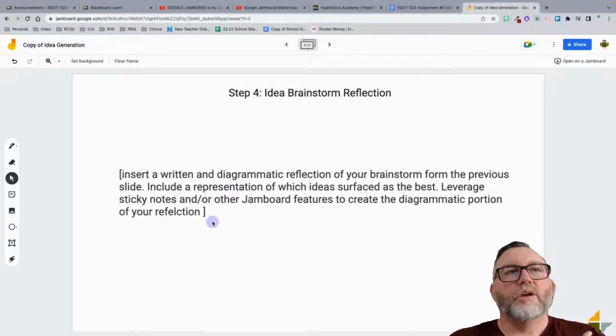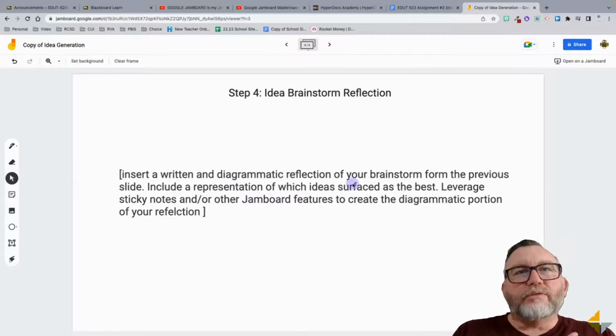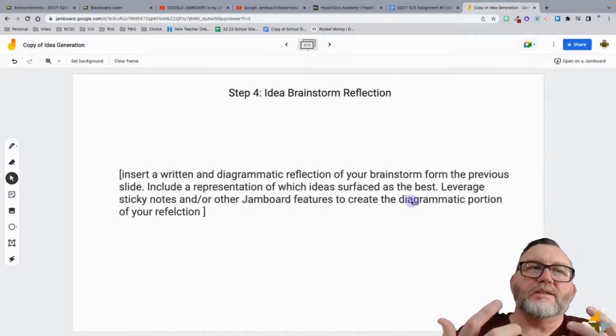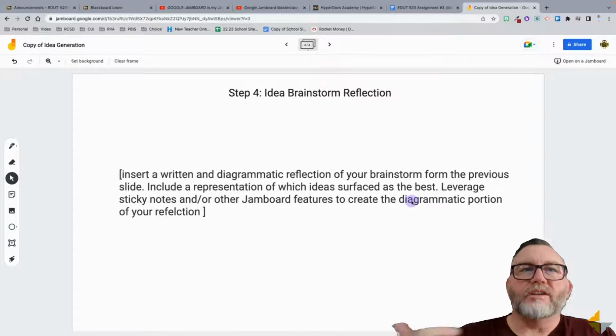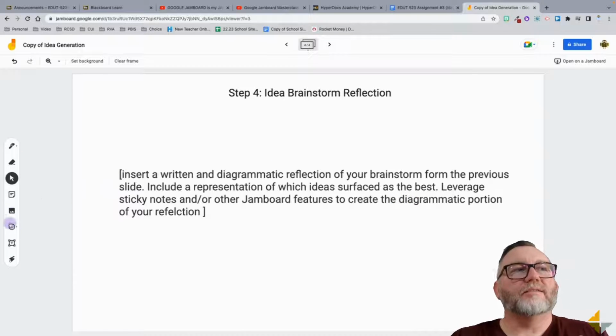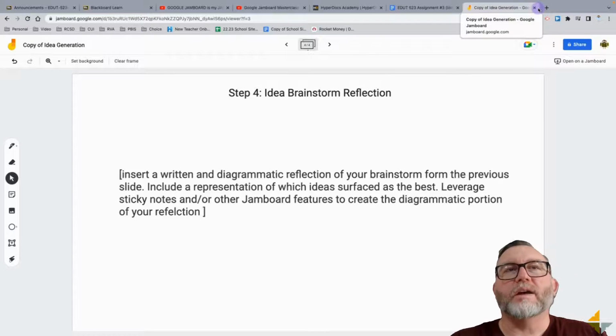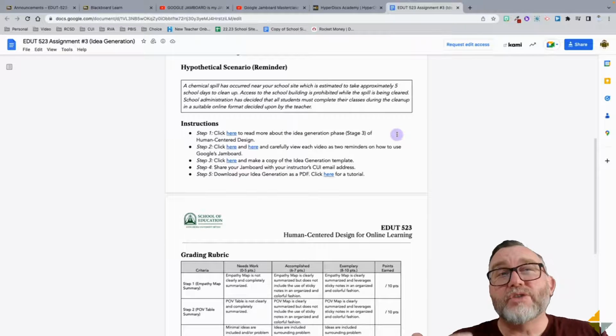And so a written and diagrammatic reflection of your brainstorm. So that just means you're going to need to write about it, but you're also going to need to show it visually using features that are within Jamboard. So really this assignment has 2 purposes. 1 is brainstorming ideas, but 2 is also learning another tool if you don't know Jamboard, have never used it before.